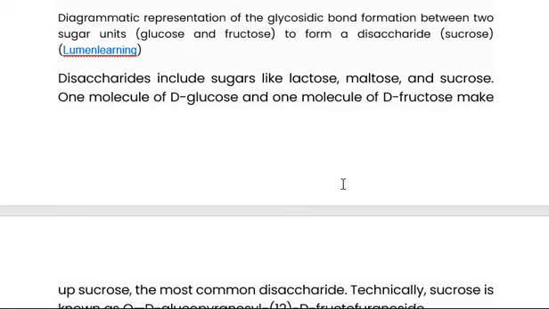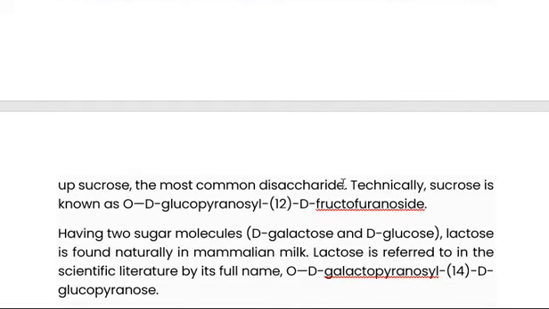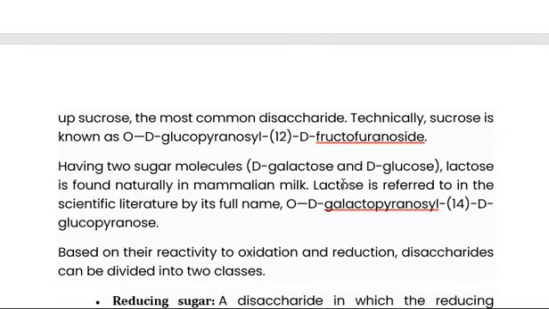Disaccharides include sugars like lactose, maltose, and sucrose. One molecule of D-glucose and one molecule of D-fructose make up sucrose, the most common disaccharide. Technically, sucrose is known as O-alpha-D-glucopyranosyl-(1→2)-D-fructofuranoside. Lactose has two sugar molecules, D-galactose and D-glucose.